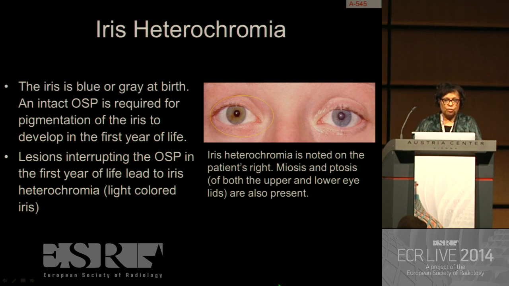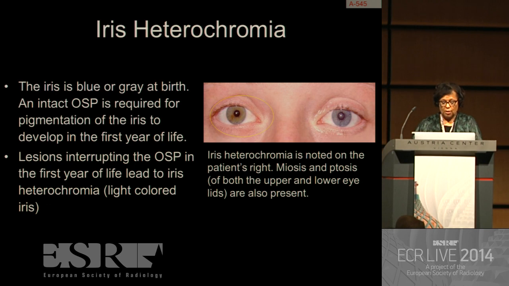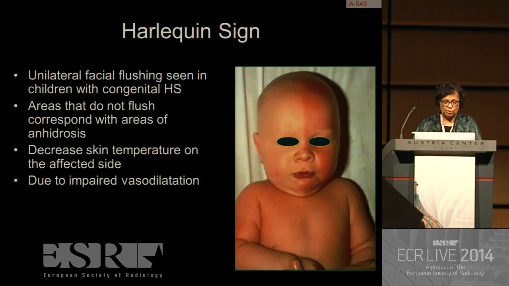Now, iris heterochromia is also important to be familiar with. The iris is blue or gray at birth, and an intact ocular sympathetic pathway is required for pigmentation of the iris to develop in the first year of life. So if you have a lesion that causes interruption of the ocular sympathetic pathway in the first year of life, it will lead to a light-colored iris, as we see in this patient who also has the other clinical findings, the miosis and ptosis of both the upper and lower eyelids in this patient with a congenital Horner syndrome.